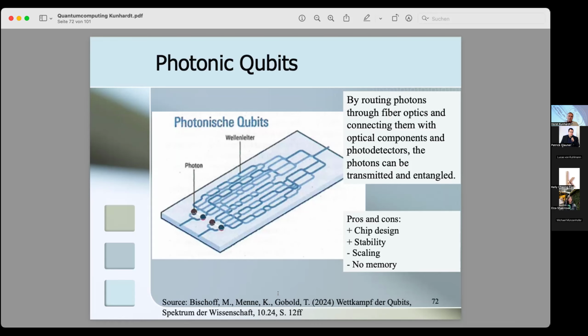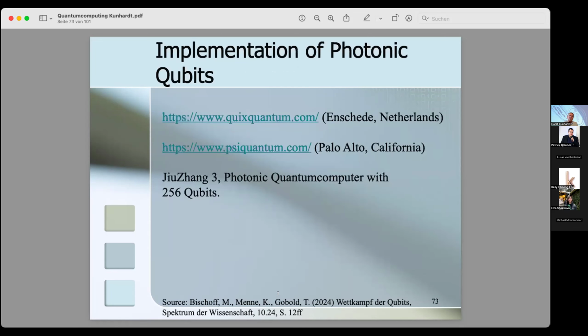So the photons can be transmitted and entangled. That's very important. It follows the rules of chip design. You're familiar with that. It's known that these systems have high stability. Scaling is a problem, and another problem is that we have no memory function with photonic qubits. But development is going on in that field.